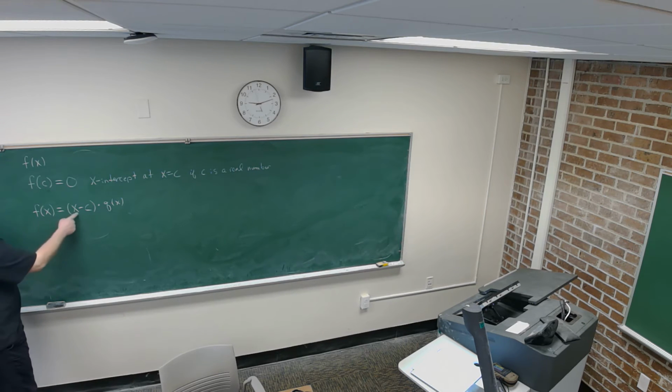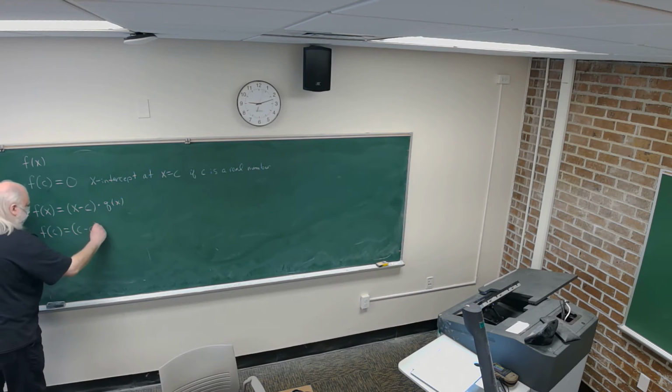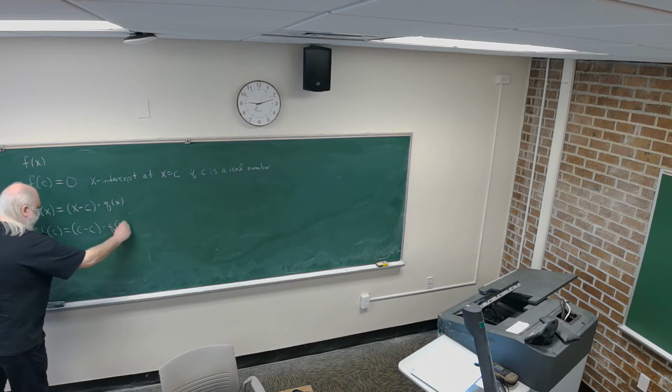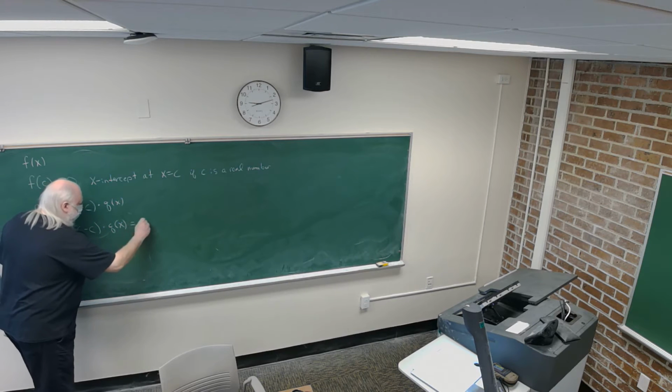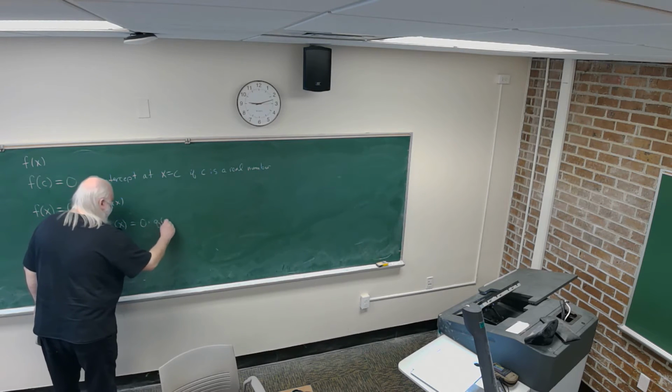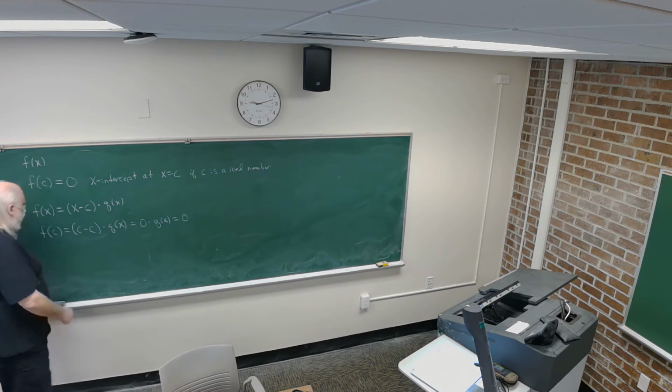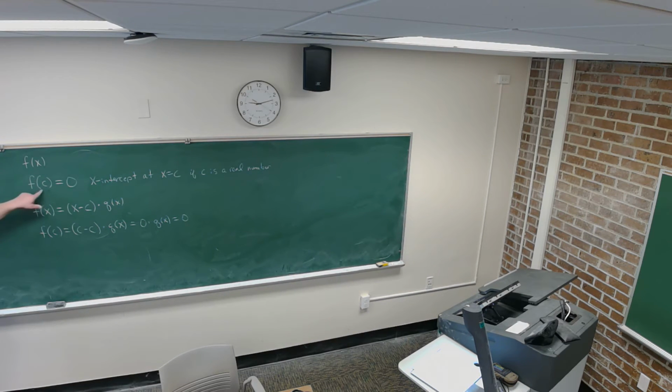So when you put in c for x, we have f of c is equal to c minus c times q of c. C minus c is 0, so this is 0 times q of c, which is equal to 0. So if x equals c is a 0 of the polynomial function f of x, then x minus c is a factor. And when you evaluate the function at x equals c, you get f of c is equal to 0. So x equals c being a 0 and x minus c being a factor go together.